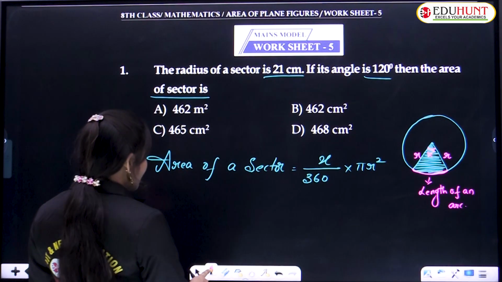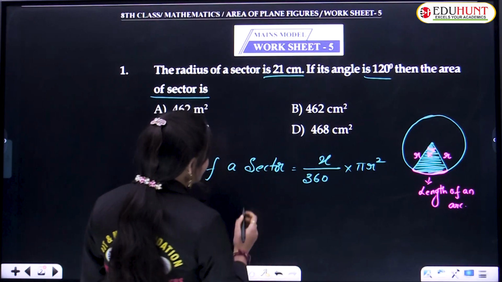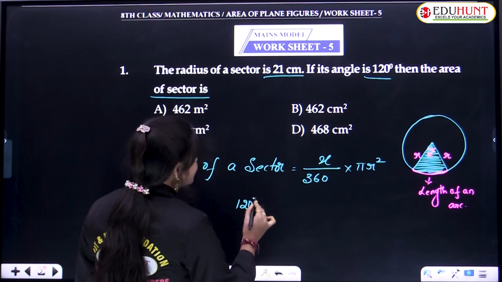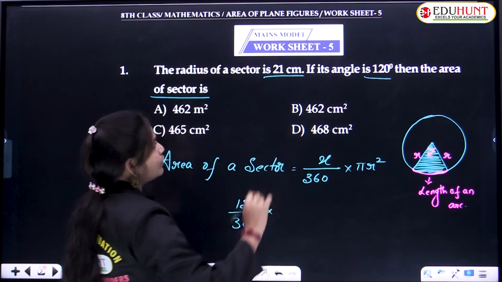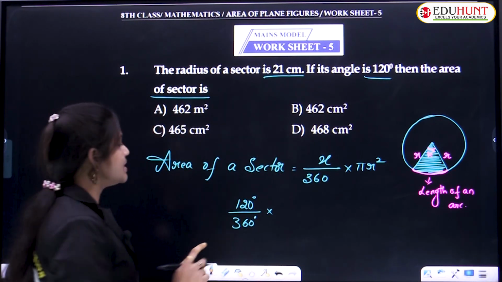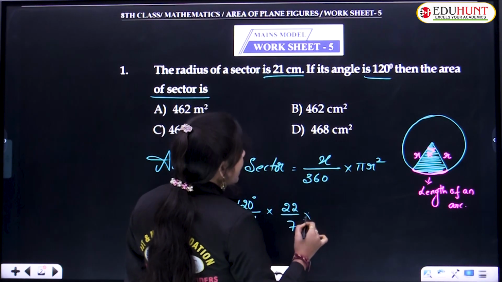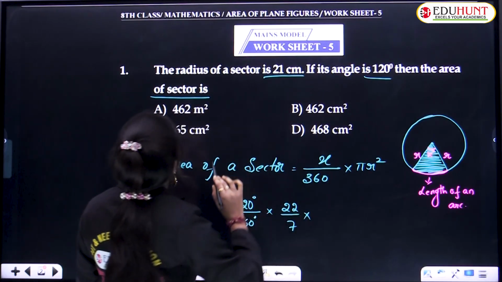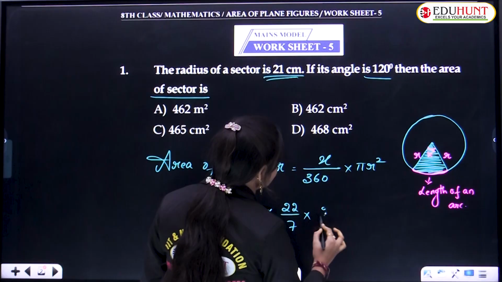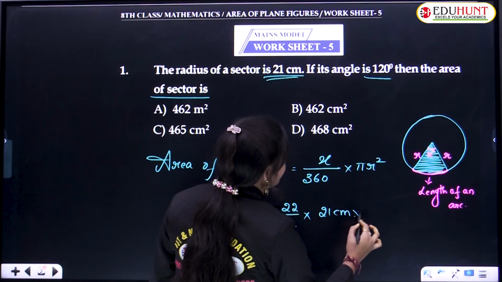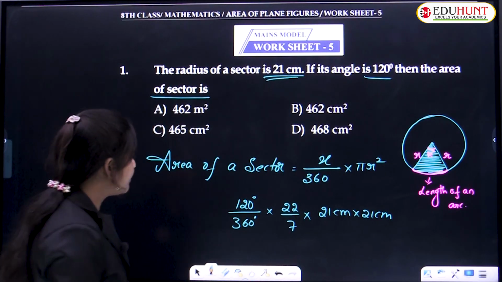Now here we need to find the area. See what they have given: x is equal to 120 degrees, so 120 degrees by 360 degrees into pi. The value of pi is not mentioned, so we need to take it as 22 by 7 into r square. R is equal to the radius of the sector, 21 centimeters. So 21 centimeters into 21 centimeters, r square, r multiplied by itself.